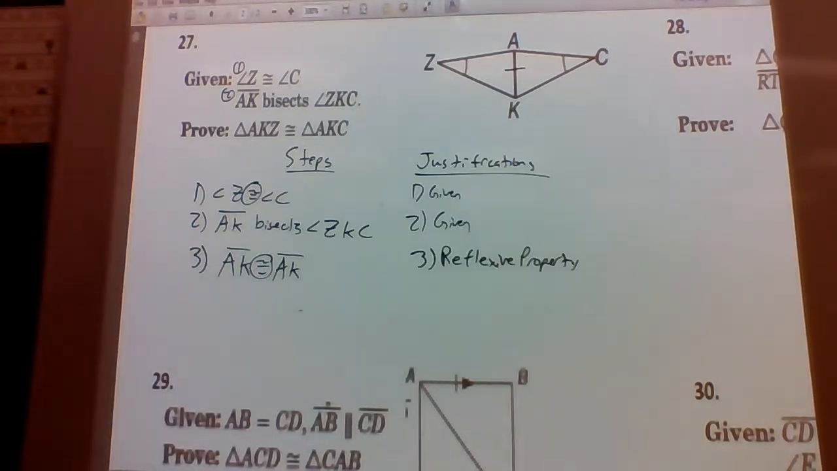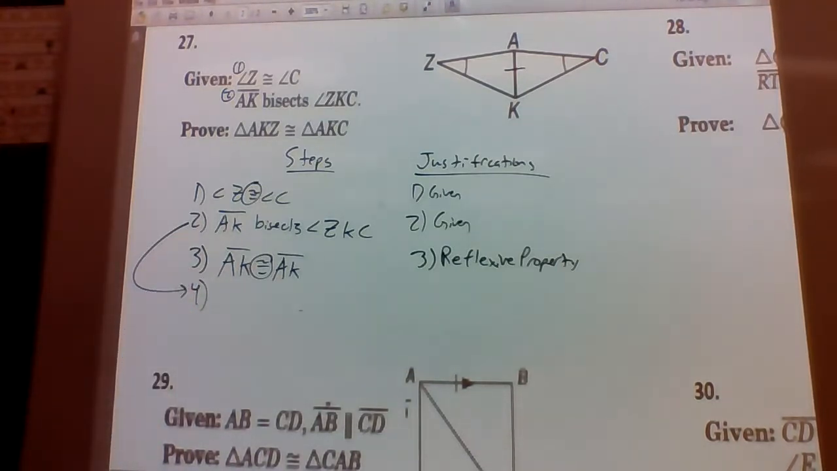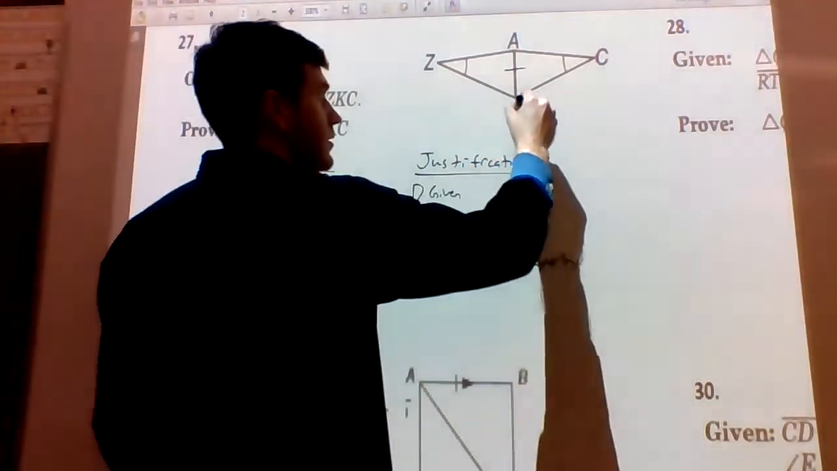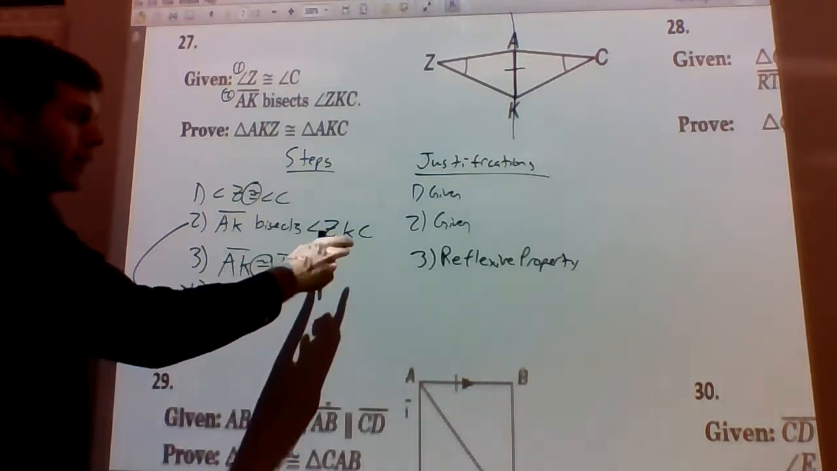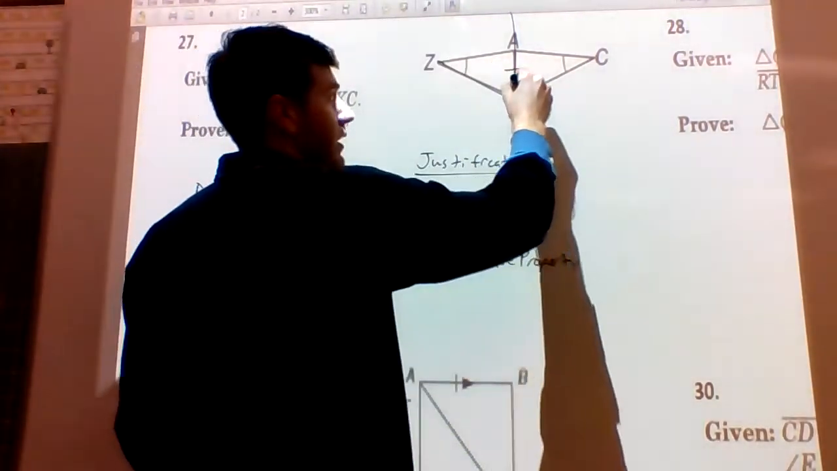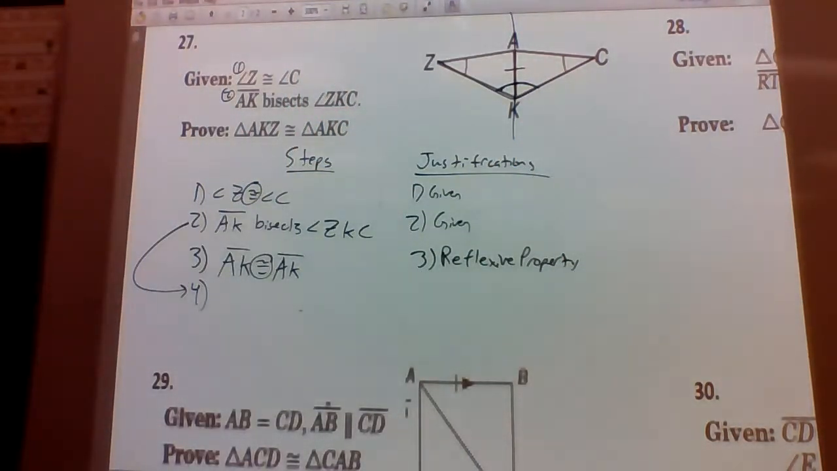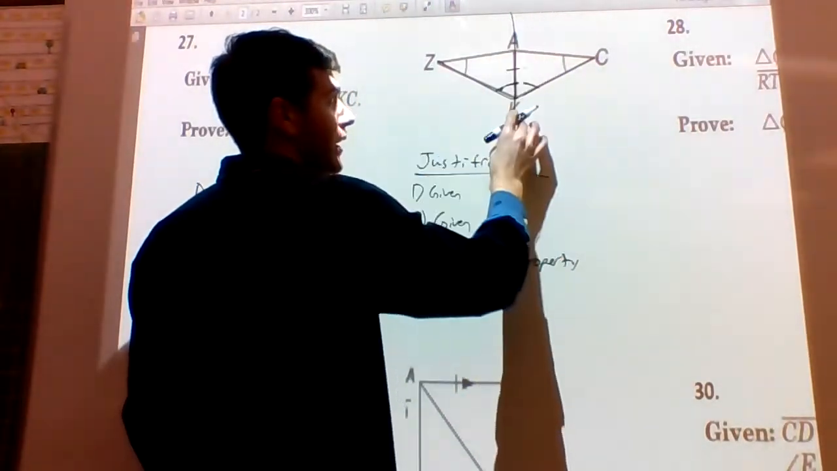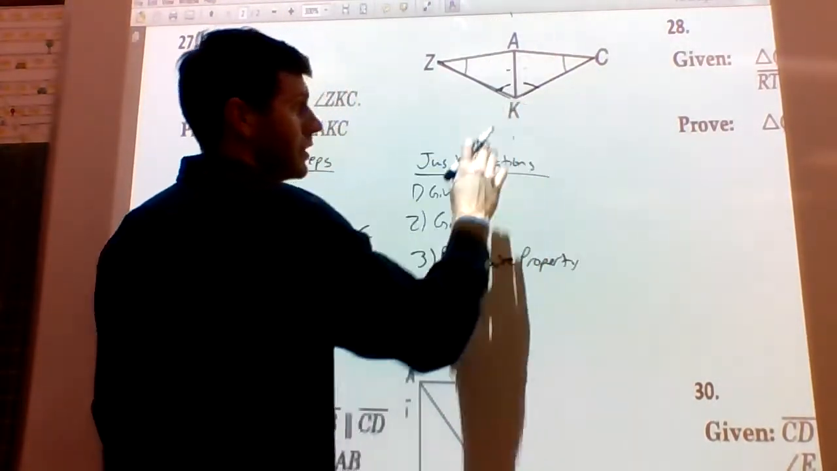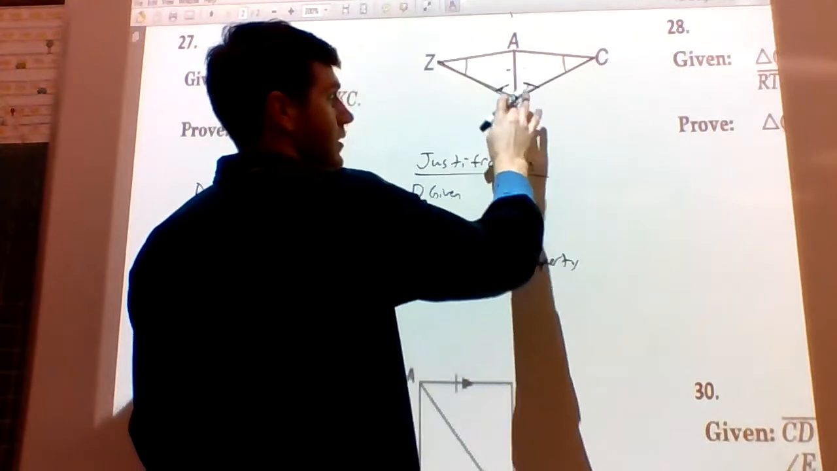Third step in the process is to use the givens. And we're going to use the givens to get our third corresponding part. So we have an angle bisector, segment AK. If we made it line AK, it would look like that. But AK is bisecting angle ZKC. So this is ZKC. We are bisecting this angle, meaning we are splitting it into 2 congruent angles. We are splitting it in half. This is AK. You guys struggle with the bisectors on the quiz more than anything else. AK bisects angle ZKC.